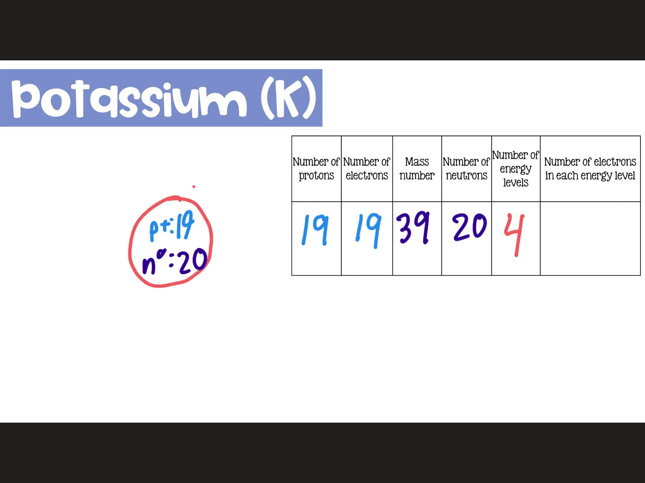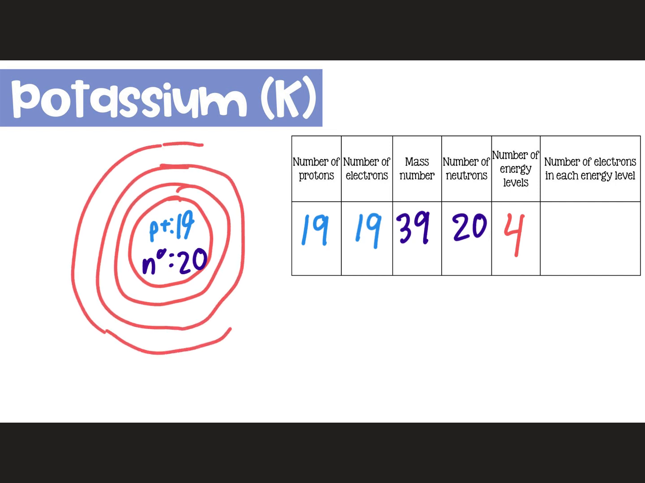Since potassium is on the fourth row of the periodic table, it will have 4 energy levels. Let's go ahead and draw all 4. Now remember that each energy level can hold a different number of electrons. You can have 2 in the first row, 8 in the second, 8 in the third, and 18 in the fourth. However, we only need one of those, so there will be one valence electron.